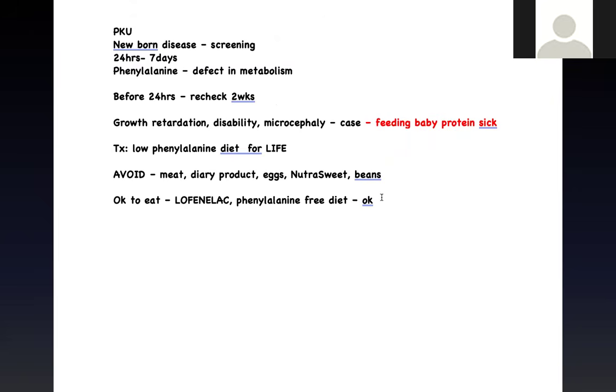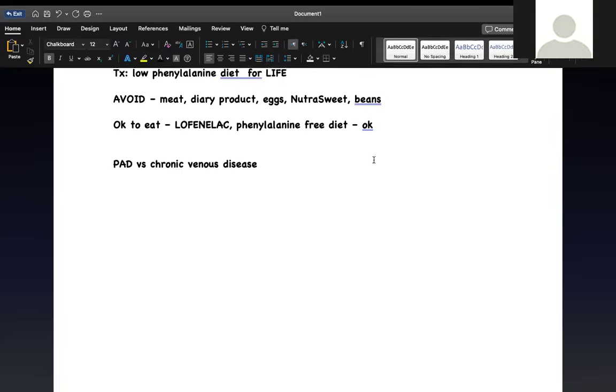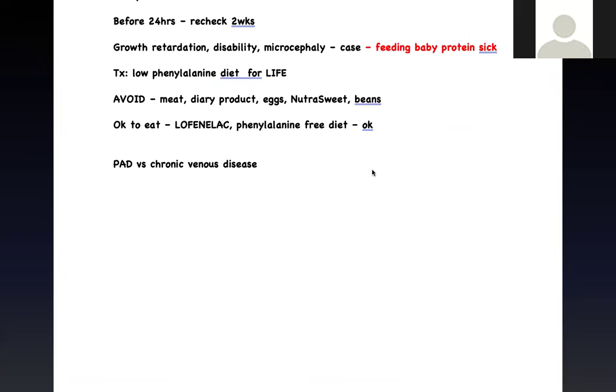Okay. Now, my favorite, PAD versus chronic venous disease. Well, I don't know what to tell you, but this is classic cerebrovascular disease. So if you draw your heart like that, if this is your heart, you have your vessel that comes along. There's three of them. And one comes down. This is the descending aorta. You go to the abdomen, then you go to your leg.